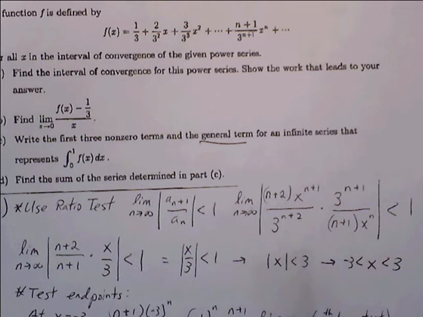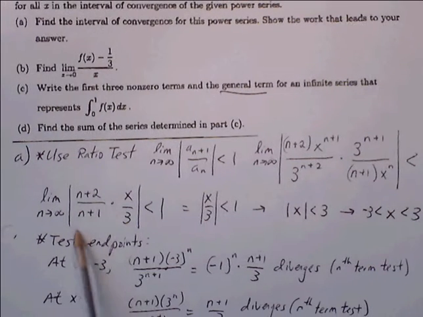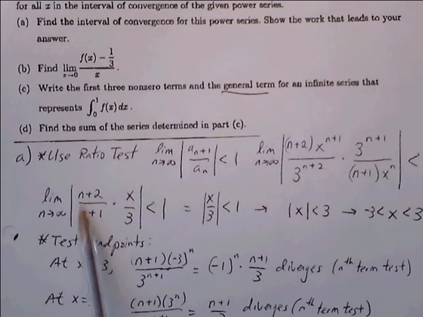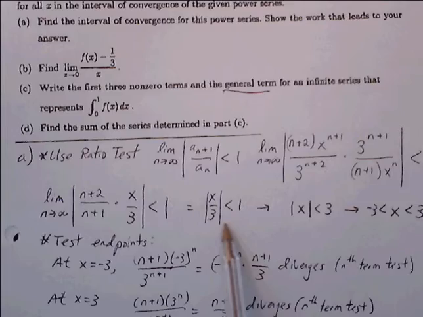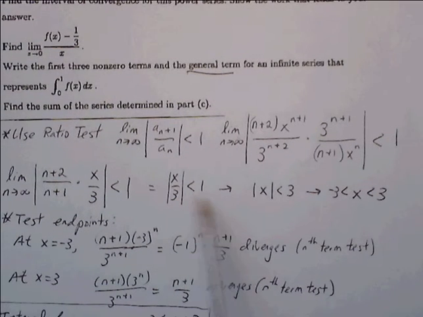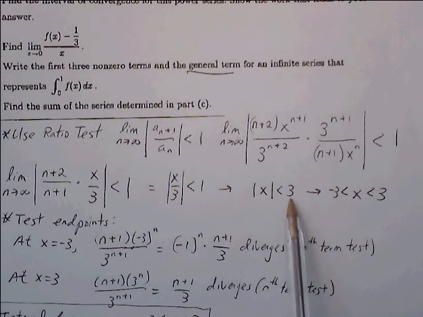N plus 2 over n plus 1 will stay. X to the n plus 1 will cancel out with x to the n, leaving us with just x in the numerator. So as n approaches infinity, we see that this expression will just go to 1 because the degrees match, and we just take the coefficient, so 1 over 1. So we're left with just the absolute value of x over 3 is less than 1, which means that the absolute value of x is less than 3, which means that x is between negative 3 and 3. So our center is at 0, and our radius is going to be 3.